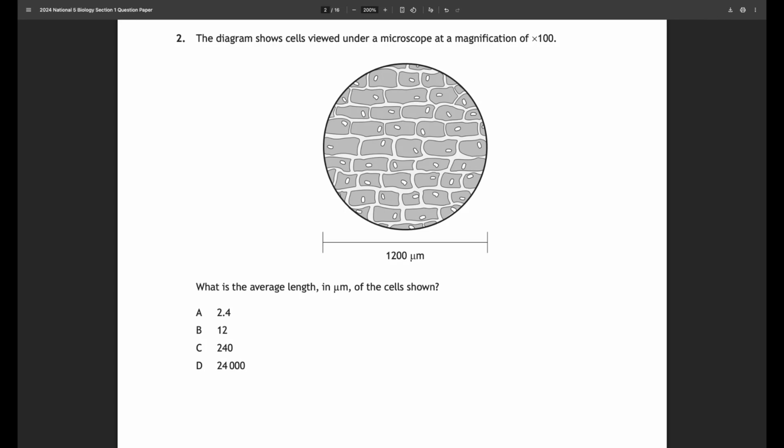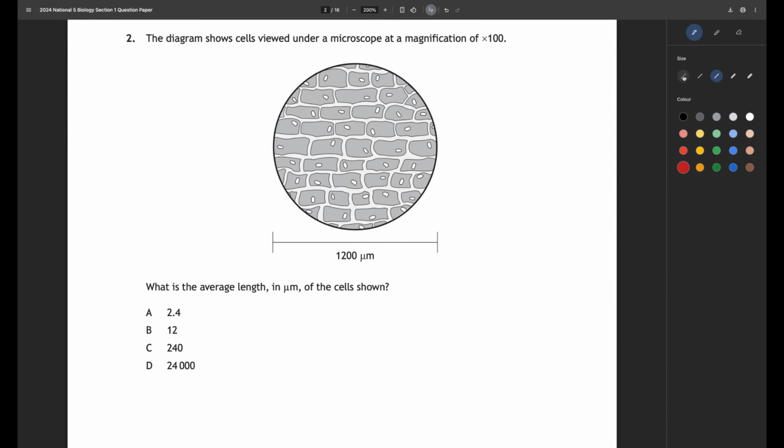Then we're going to have to do a wee calculation, and we're going to have to get 1200, and we're going to divide that by the 5. That's the 5 cells going across. So 1200 divided by 5 is going to be 240. Okay. Now that gives us the width of, or the length of, one of the cells that are shown, 240 there. And they're asking us for the average length, so that would be fine.